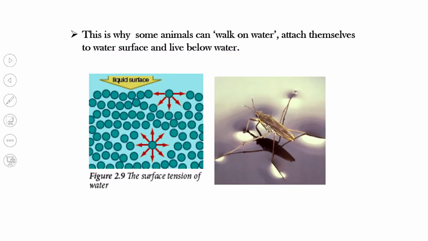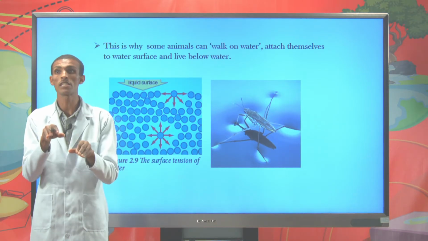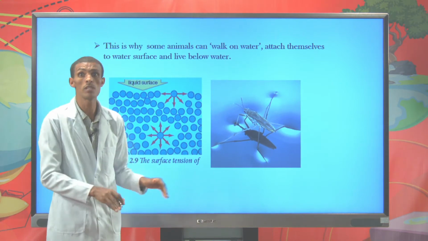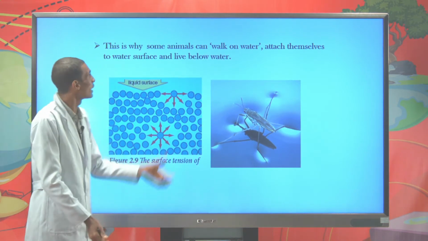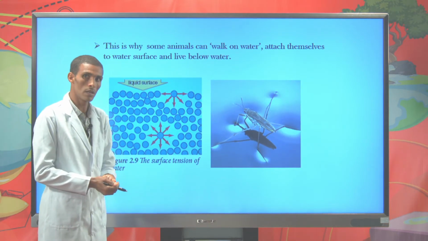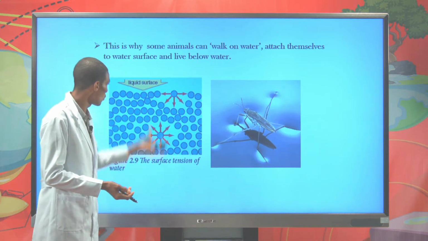One, some insects are capable of attaching themselves to the surface of water. They can easily walk on the surface of the water. And again, they are capable of walking within the water. It is very important. Why do insects walk on the surface of water? Because of the high surface tension of water.